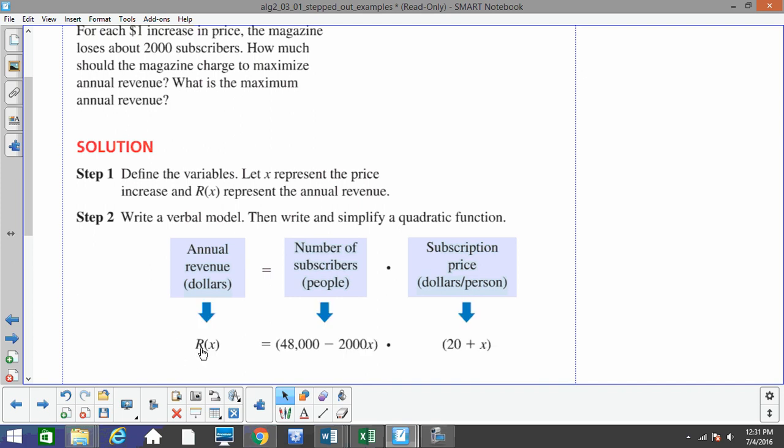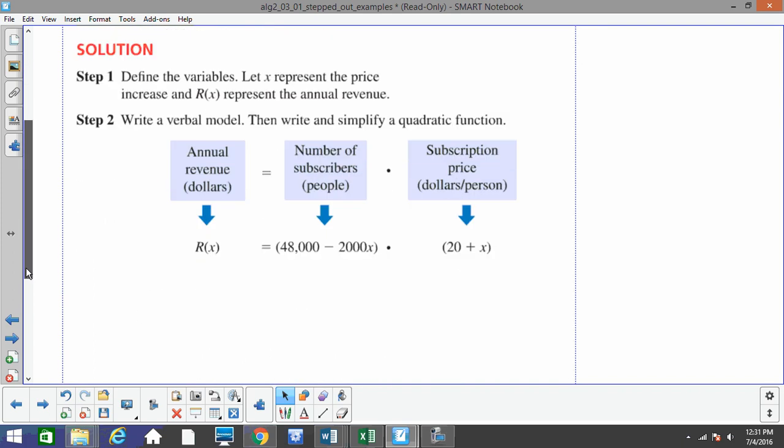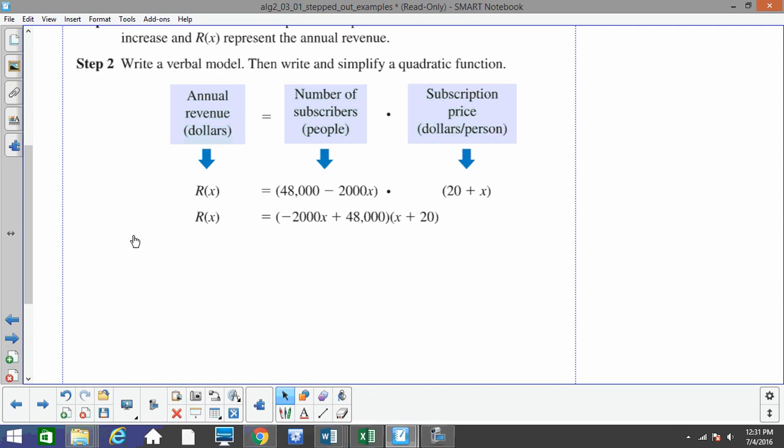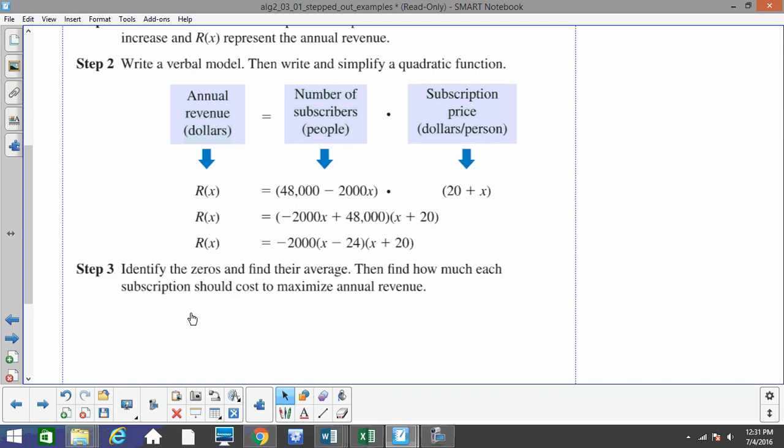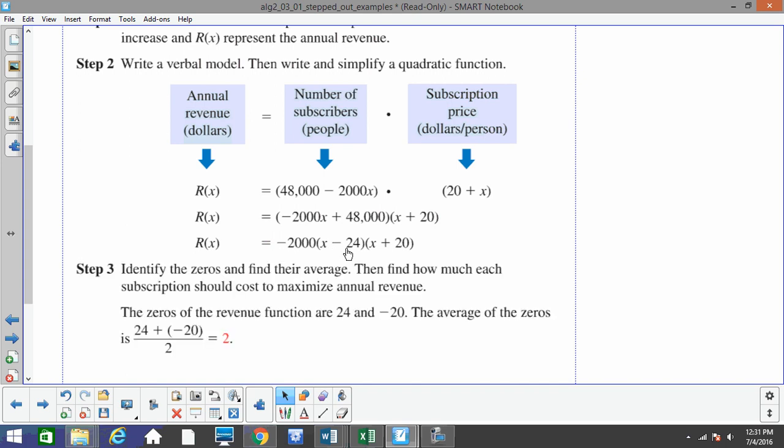Well, our revenue is R of X. The number of subscribers is going to be 48,000 minus 2,000X because you're losing 2,000 per number of increases. The subscription price is going to be 20 plus X because the price is going to be going up. What we're going to have to do is FOIL that out. It looks like they got a GCF out first and then FOIL. What am I talking about? We don't have to FOIL. They factored for us. We're making this too hard.